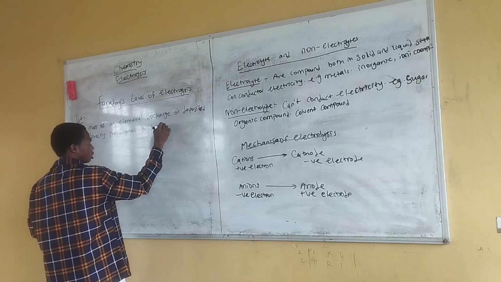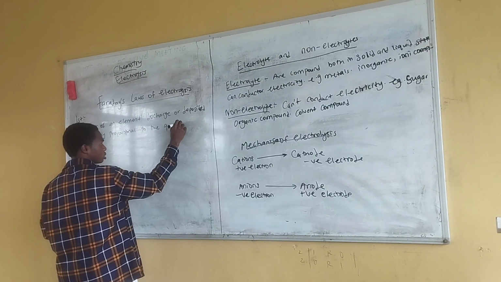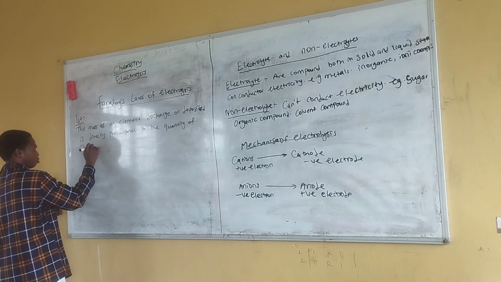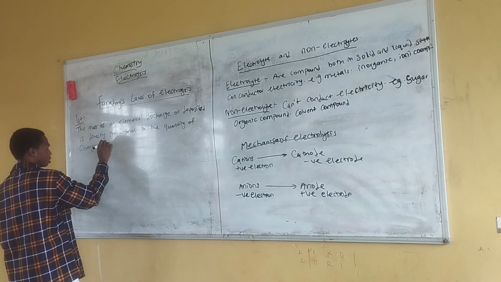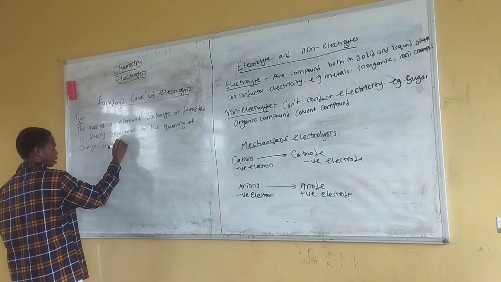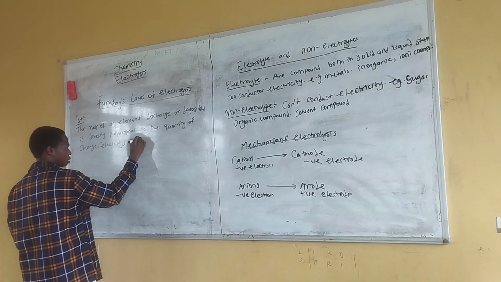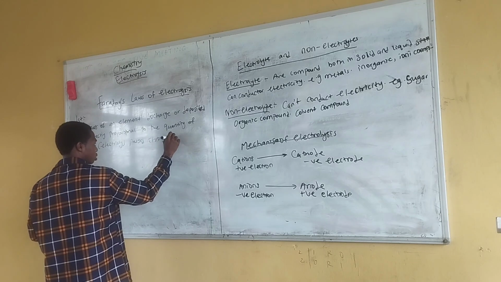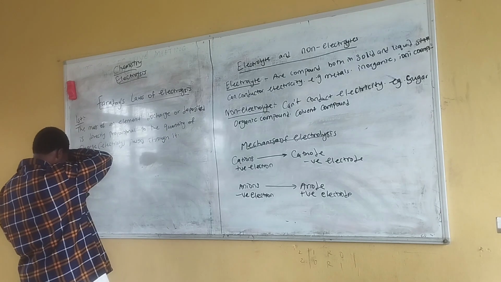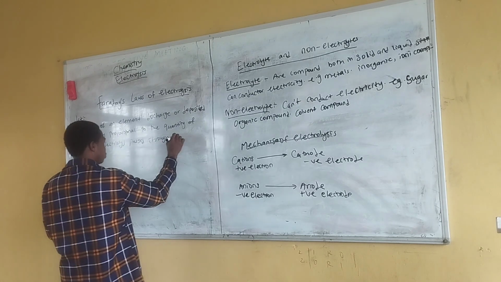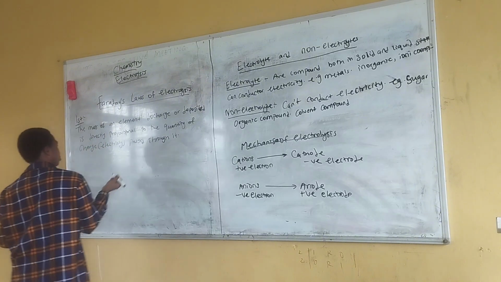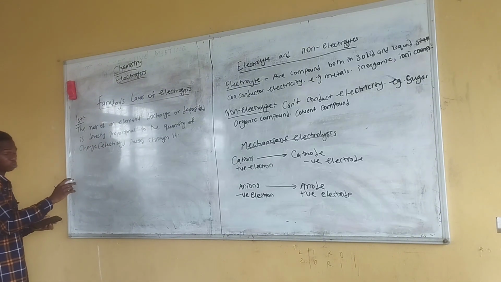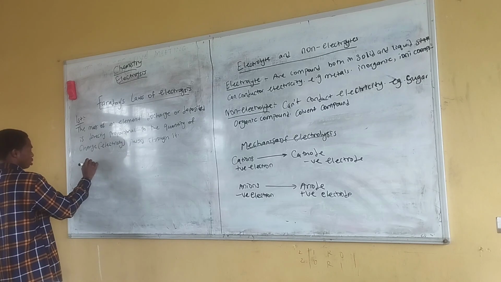to the quantity of charge or electricity passed through it. Full stop. Now it has the mathematical representation. Anytime you define a law, please always back it up with the mathematical representation.